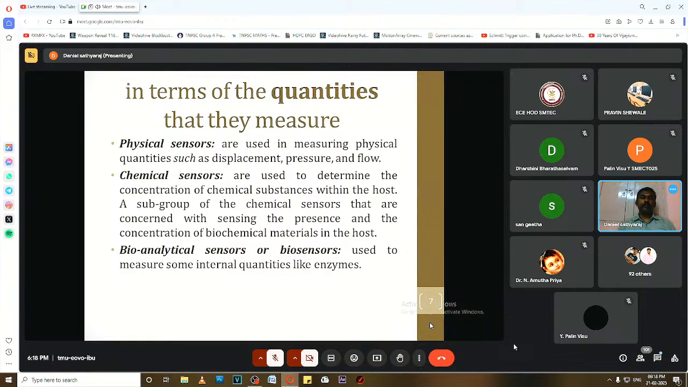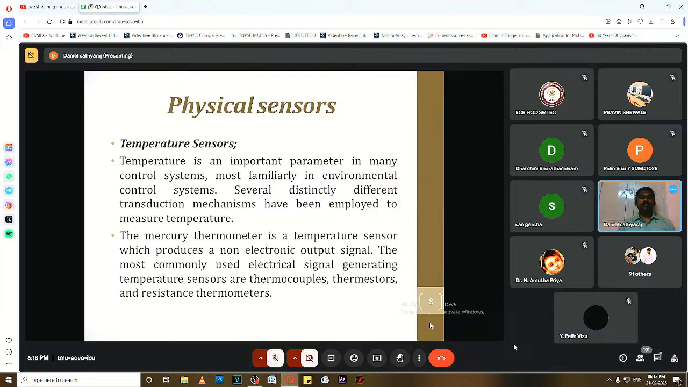I hope you already had a session on biosensors also, and it is also used to measure some type of internal quantities like enzymes. We'll also look at these things in detail. For example, of physical sensors, the first basic physical sensor that I have taken is the temperature sensor.